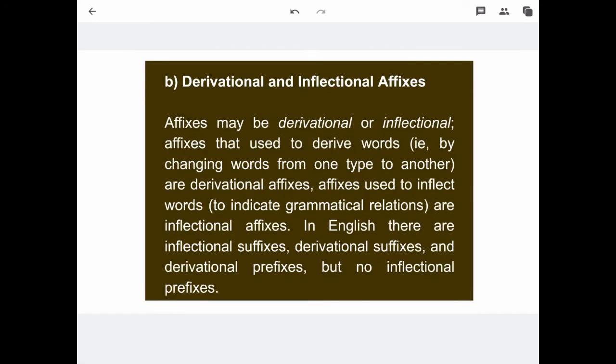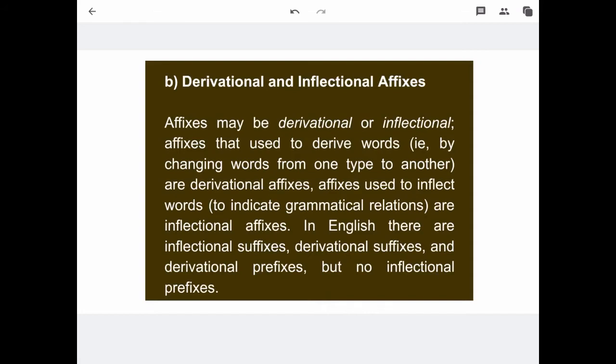Now, affixes may be derivational or inflectional affixes. Affixes that are used to derive words, that is by changing words from one type to another, are derivational affixes, which are used to derive new words. Affixes that are used to inflect words, that is just to indicate grammatical relations, are inflectional affixes. In English, there are inflectional suffixes, derivational suffixes, and derivational prefixes. There are no inflectional prefixes. So there are inflectional and derivational suffixes, but only derivational prefixes.